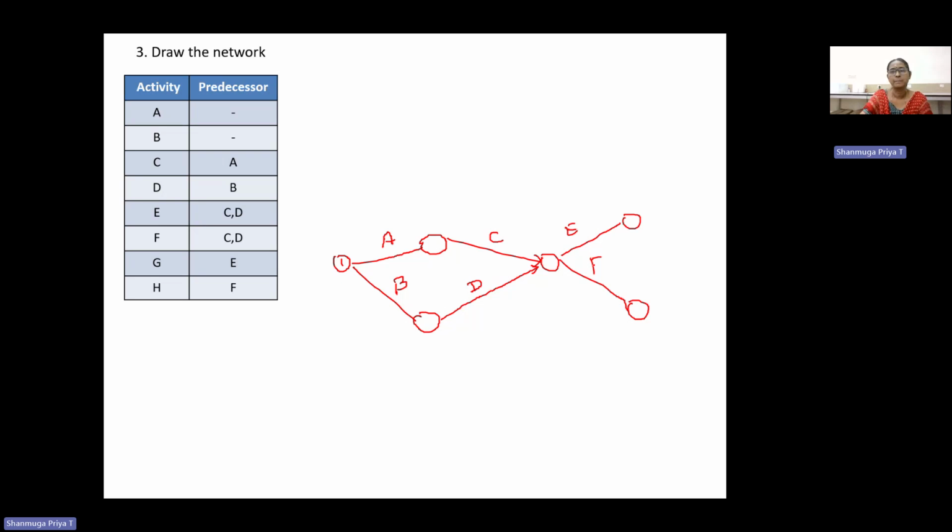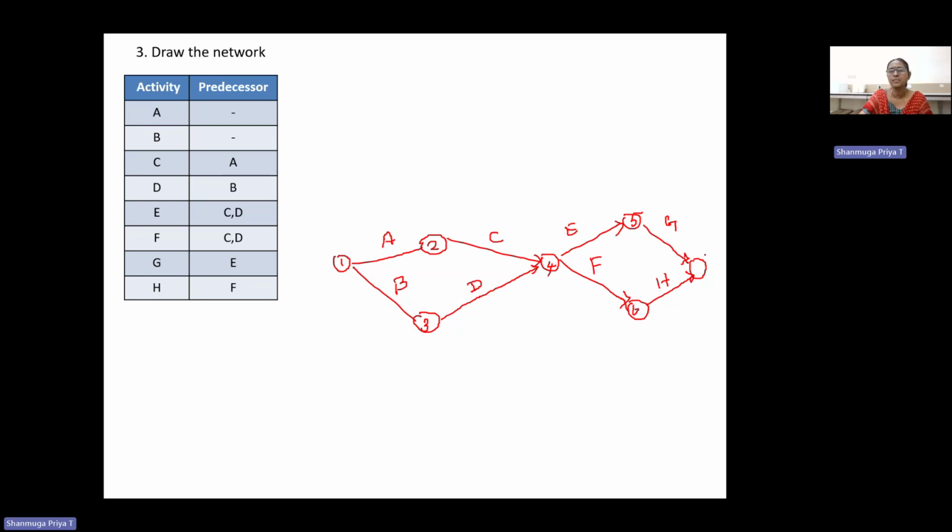E and F activities. Don't forget to do the homework. Then after E comes G, and after F comes H. So it will be connected. Further, there is no activity after them, so both will connect together at one node. After E, G; after F, H. If we put the node numbering: 1, 2, 3, 4, 5, 6, 7.